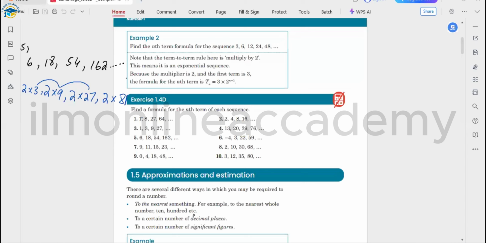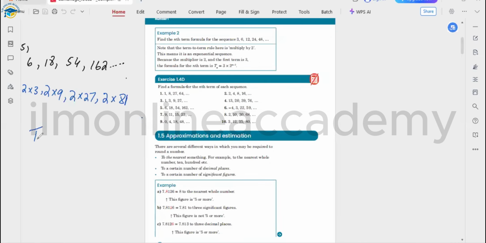So writing the nth term for this sequence is really easy. 2 is common for all of these. Along with this, we have the sequence as 3 power 1. Let me show you: 2 times 3 power 1, 2 times 3 power 2, 2 times 3 power 3, 2 times 3 power 4, and so on. So accordingly, we can make the nth term 2 times 3 power n. So this is basically the exponential sequence. Okay, let's move towards the next part, part number 6.